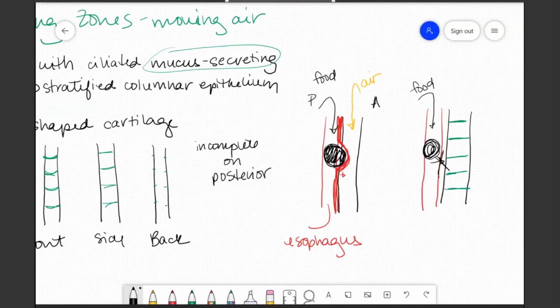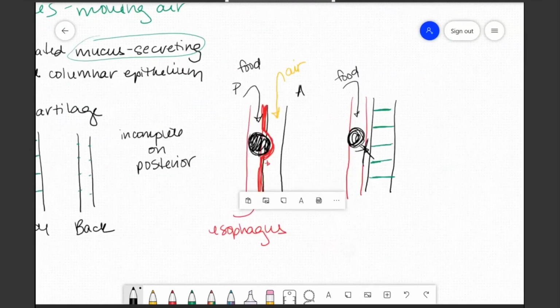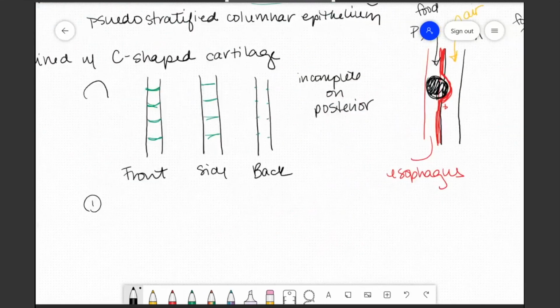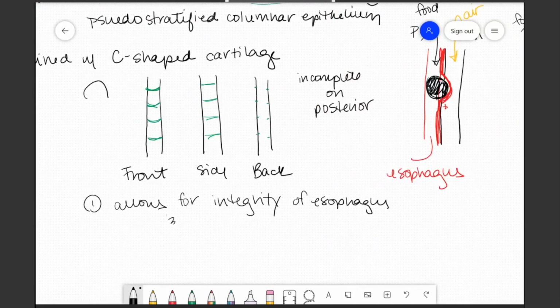The other reason, so this was the first reason why you have it incomplete on the posterior. The first reason is it allows for the connection between the esophagus and the trachea to work. It allows for the integrity of the esophagus and the trachea to work together. But it also will keep the trachea from collapsing. So it will reinforce the trachea.